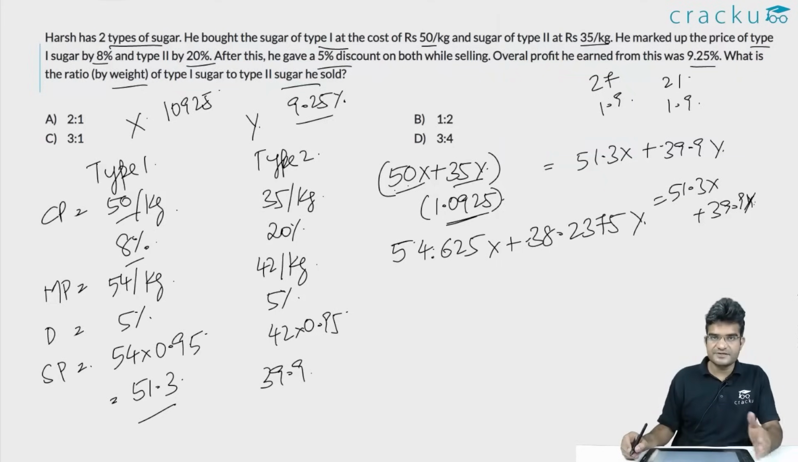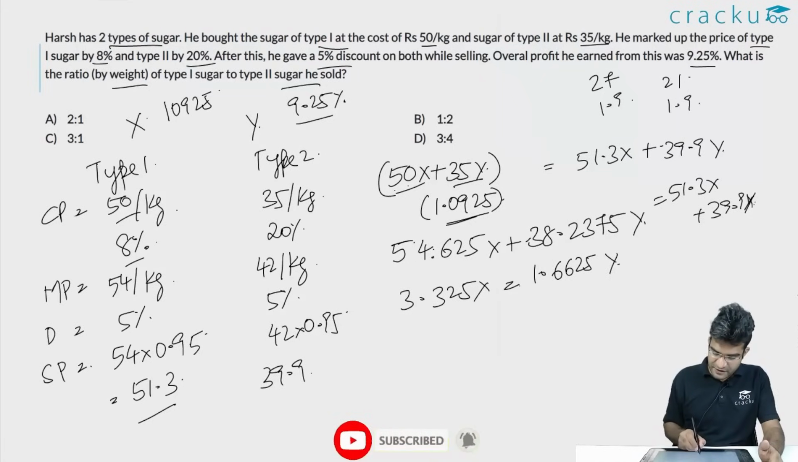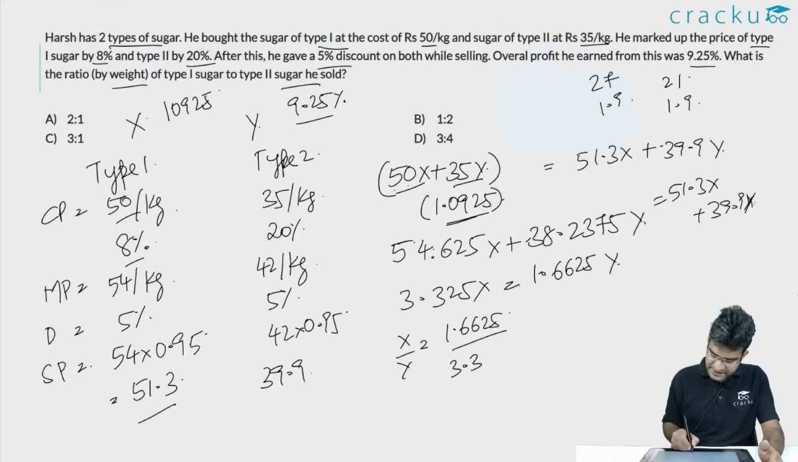If you bring all the terms involving x to one side and all the terms involving y to the other side, the value of 3.325x is equal to 1.6625y. So the value of x by y is equal to 1.6625 divided by 3.325. This, if you simplify, you will realize that is equal to 1:2, or the value of x is to y has to equal 1:2.